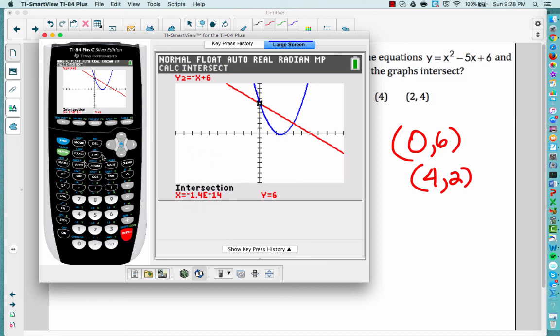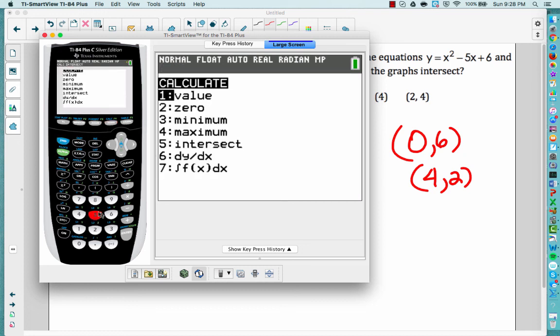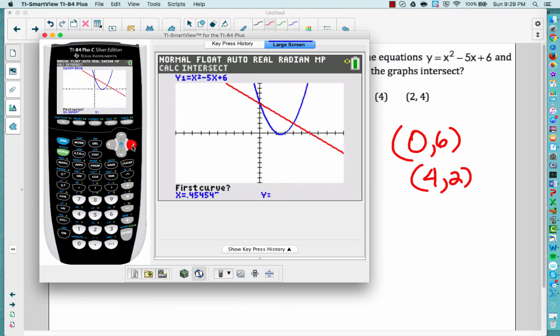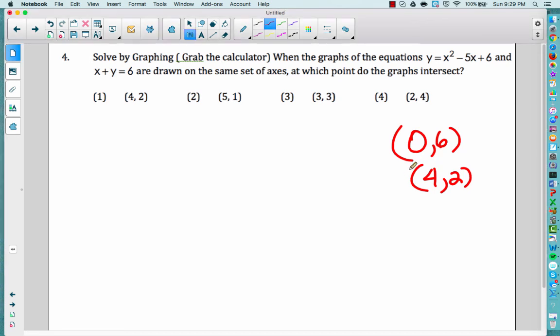All right, so now I'm going to go to the other intersection point. So I'm going to go to second calc, intersect again. But now I'm going to head all the way over to this side of the graph, right about there. Press enter. And then I'm going to trace until I get to the other side. I'm going to press enter again, and I want it to guess. And it gives me the intersection point of 4, 2. So we were right. And so 1 would be our answer.